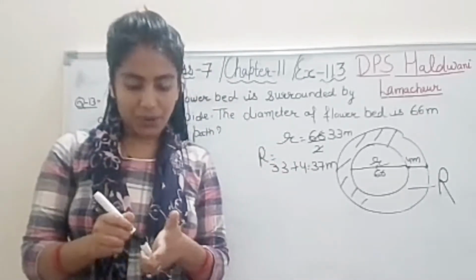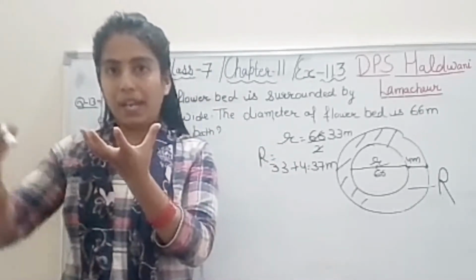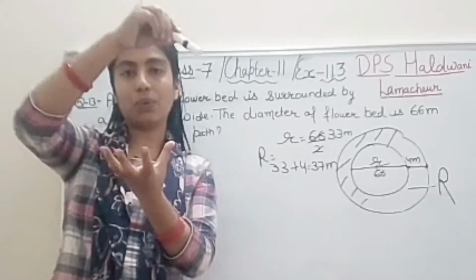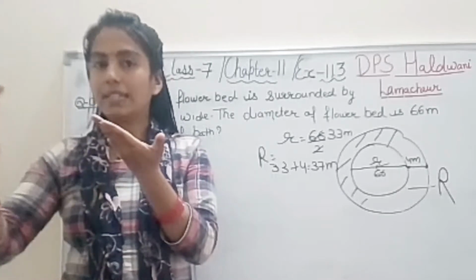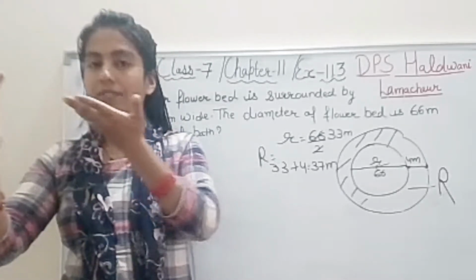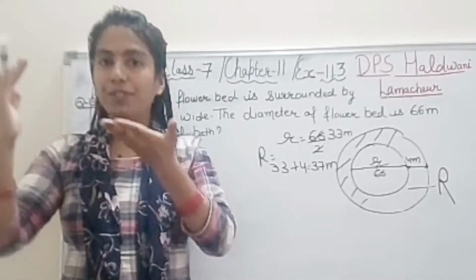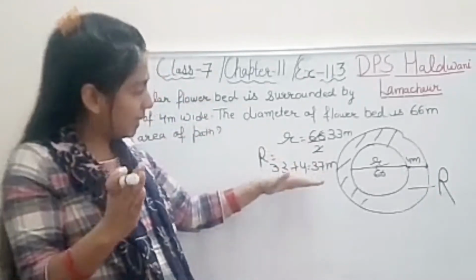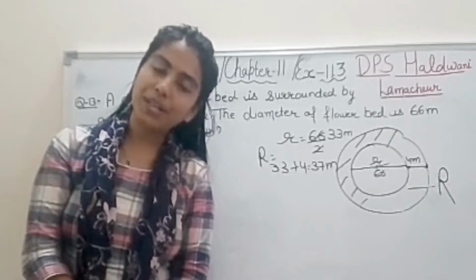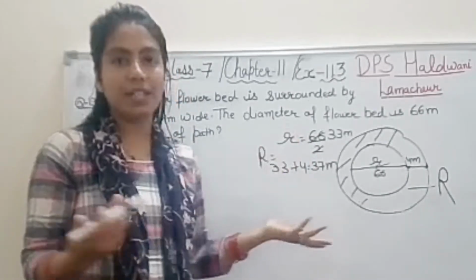Got it student? This is the flower bed and this is the circular path. The flower bed's radius is 33, and till here is the circular path, but the radius will be from the center till here. So this is 4 meters. So 33 plus 4, the total radius will be 37. Got it, student? I hope you got it. Now we have found both radii.